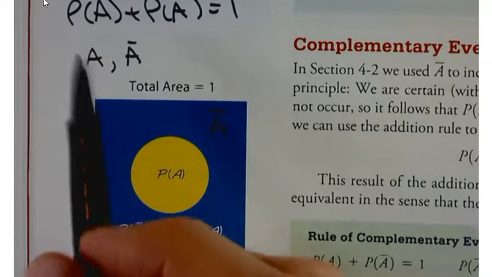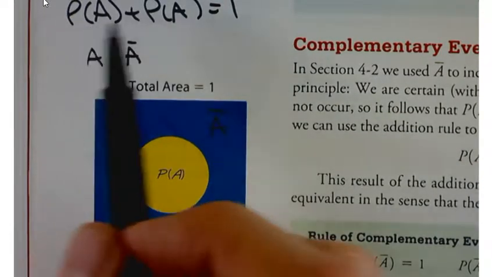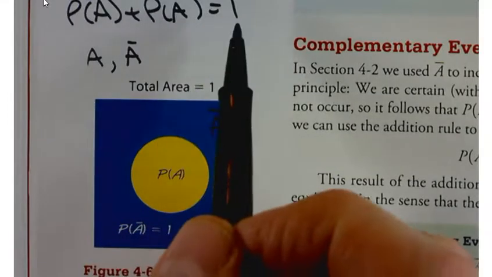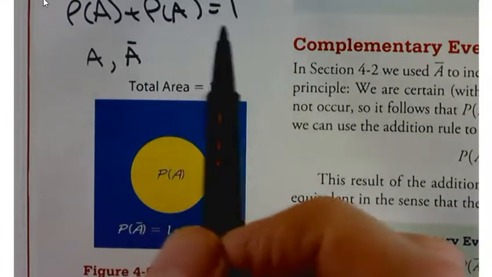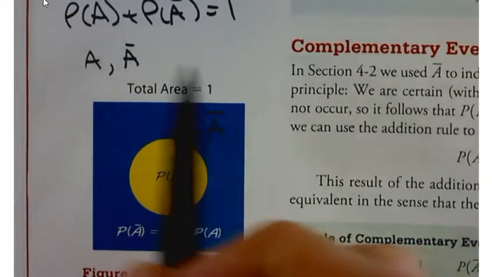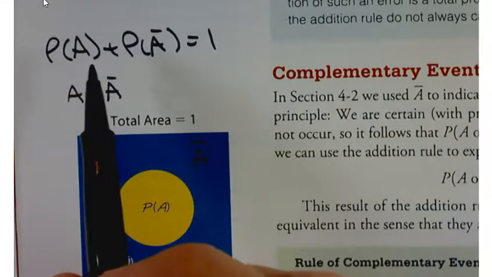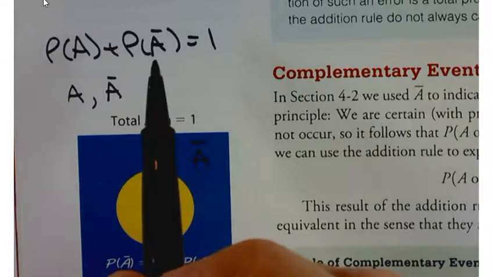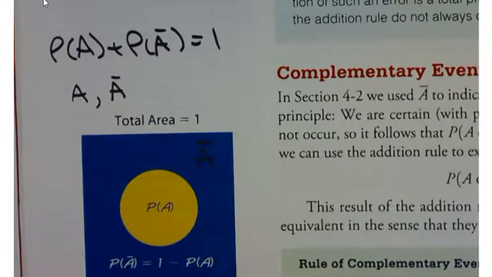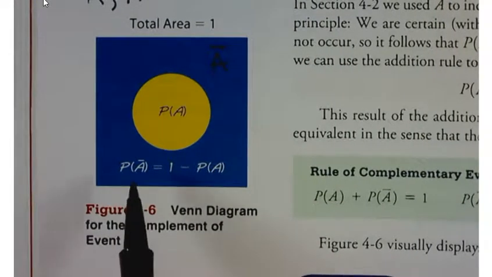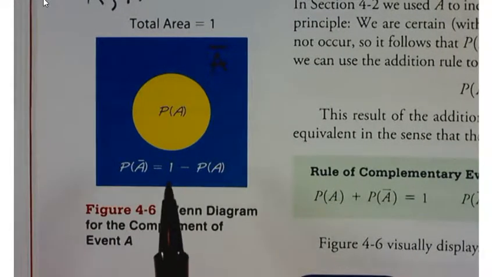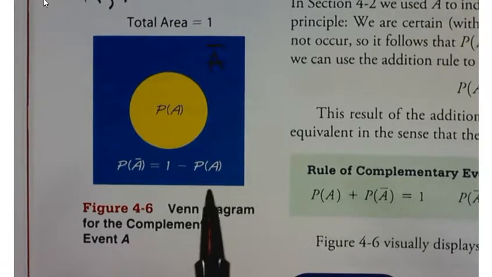So when you add the probability of getting a heads plus the probability of getting a tails, you're going to get one. The probability of getting a boy plus the probability of getting a girl is one. Or the probability of rolling a six plus the probability of rolling something other than a six, again, it's one. Now the purpose of this is that sometimes it's easier to calculate the probability of an event by doing one minus the probability of its complement.